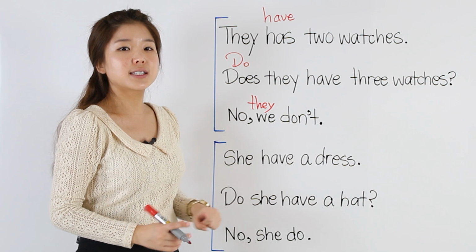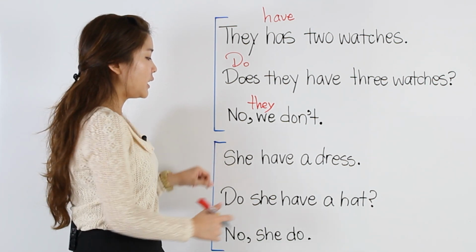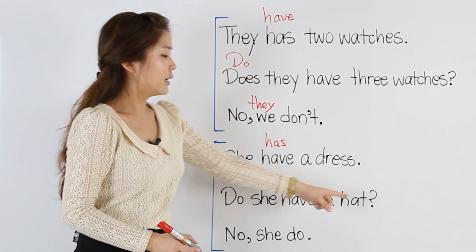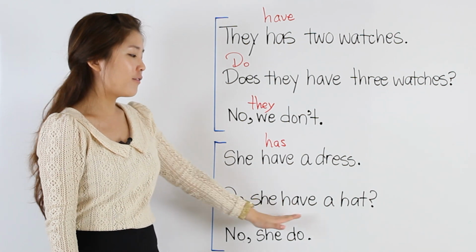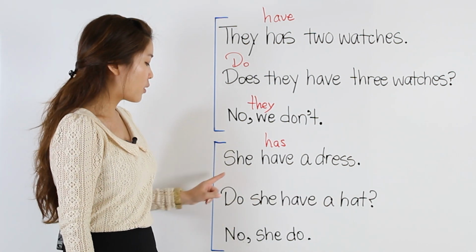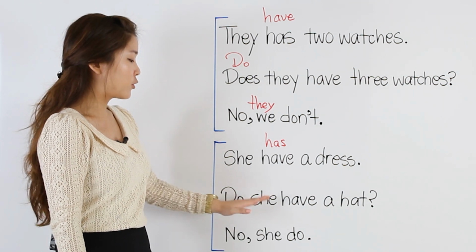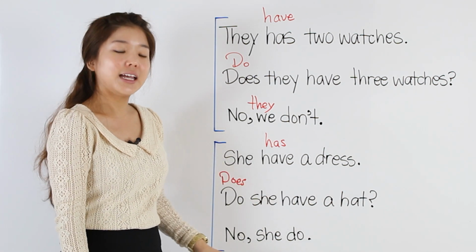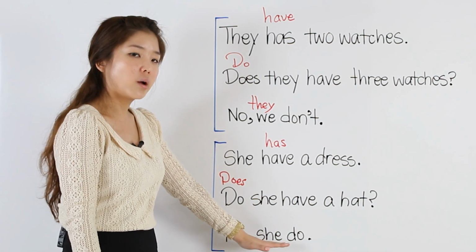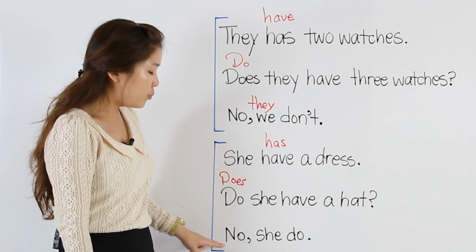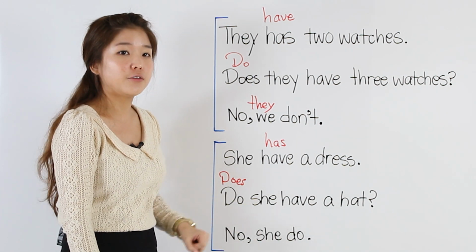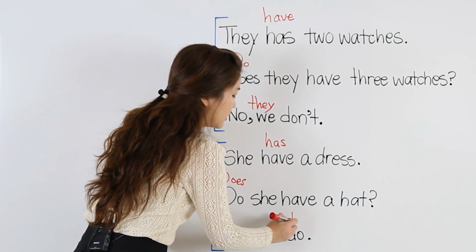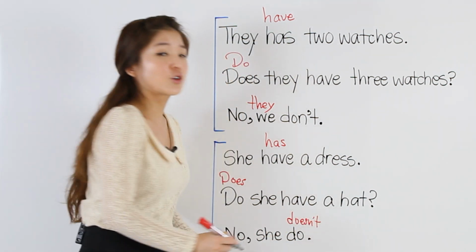Let's look at these. She have a dress. Remember, for she, we use has. She has a dress. How about in the question? Do she have a hat? Remember, we begin with do or does. But for she, we should begin with does. Does she have a hat? And the answer, no, she do. No means it's negative, so we need a negative here. Is it don't or doesn't? No, she doesn't is the correct answer.